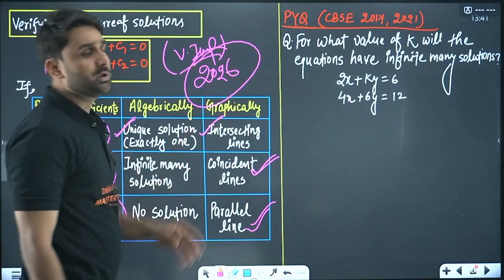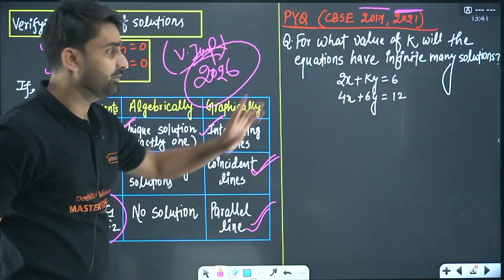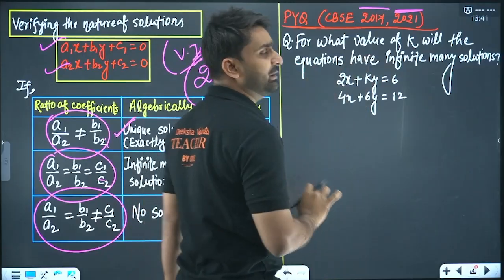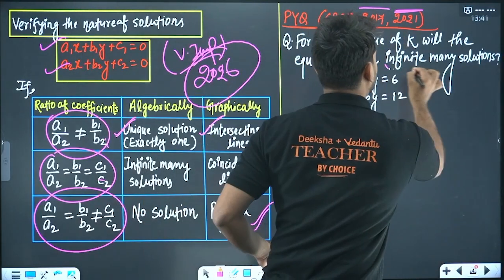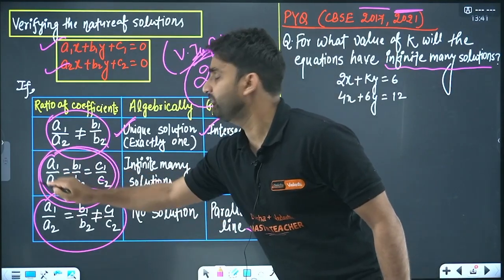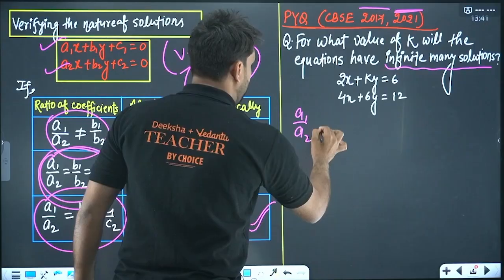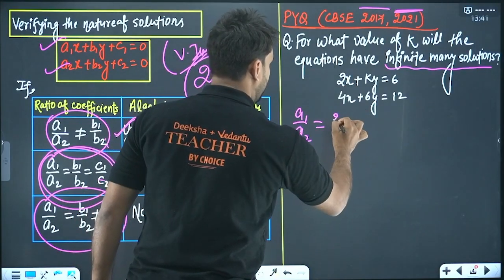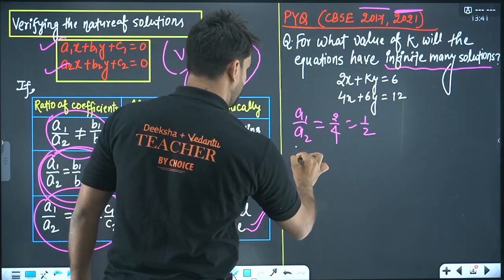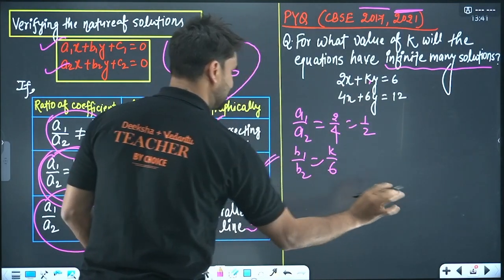Look at the PYQ. This question is from the years 2017 and 2021. The question is, for what value of k will the equations have infinitely many solutions? And we know for infinitely many solutions, this condition should be fulfilled. So write it down. A1 by A2 is equal to 2 by 4, so it can be written as 1 by 2. And B1 by B2 would be k by 6. Keep it as it is.